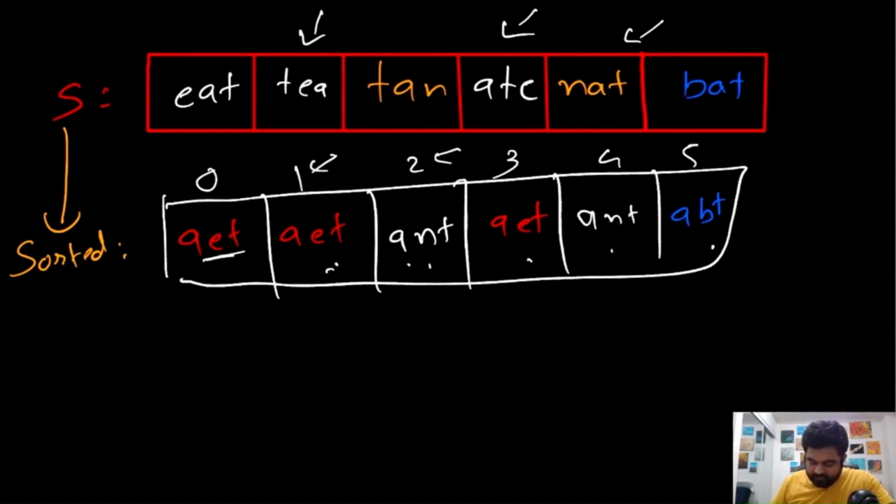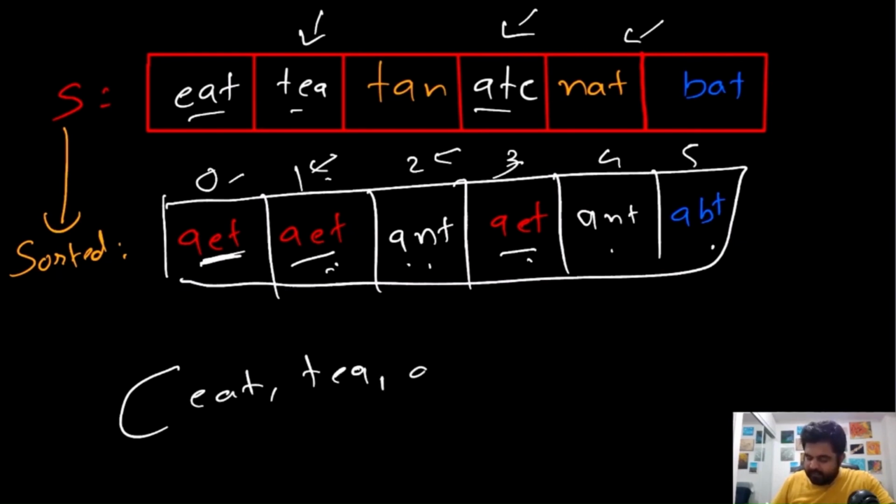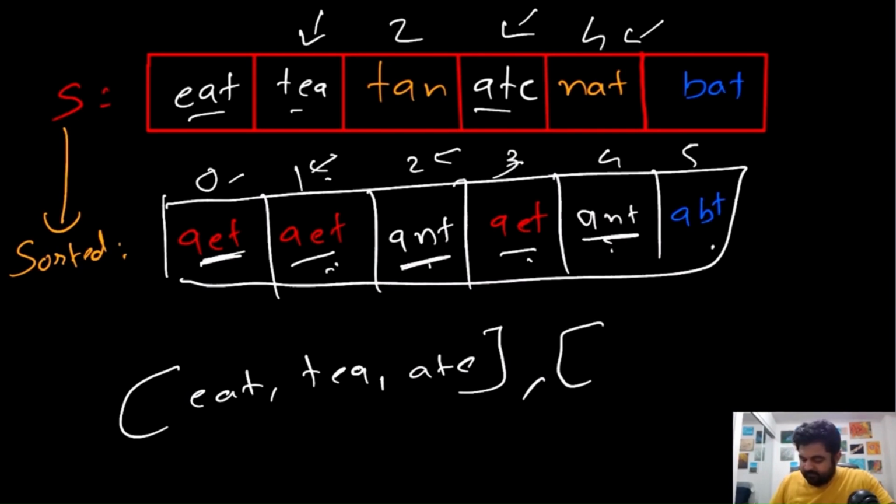So the idea is, first of all, we take this string AET, then we find that this and this, the strings located at positions 0, 1 and 3, are all part of the original strings that should be in a single group. So we will group them together. In the answer we will mention eat, tea and ate as one group. Then again we repeat the same process. We find this ant and ant, so again we group the values located at index 2 and 4, and we find the values tan and nat, and in the end we will return bat because it's the single one.